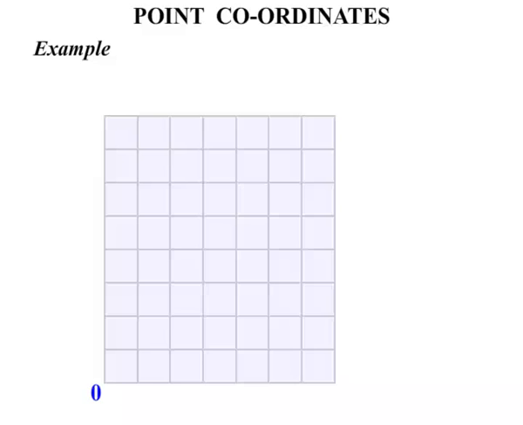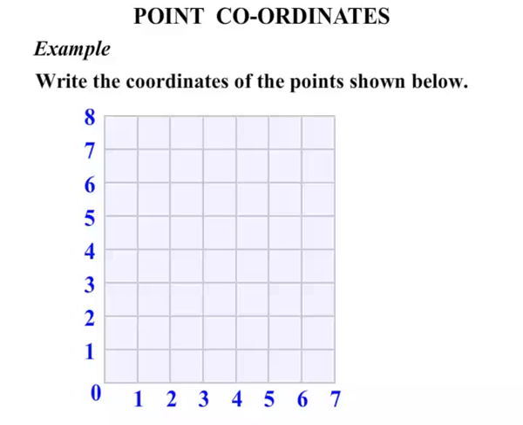Starting on the bottom axis, 1, 2, 3, 4, 5, 6 and 7. And working our way up on the side axes, 1, 2, 3, 4, 5, 6, 7, 8. And we're asked to write the coordinates of the points shown below.